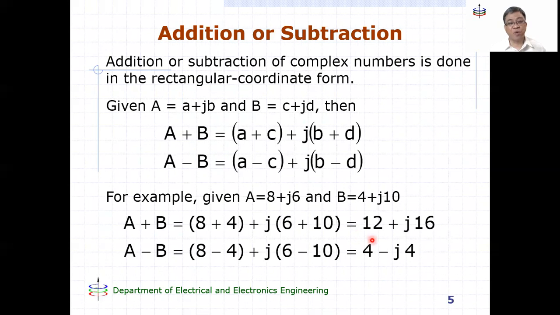Here's a quick example. Suppose capital A is 8 plus J6, capital B is 4 plus J10. A plus B is simply equal to the sum of 8 and 4, plus J times the sum of 6 and 10. We have 12 plus J16. Now we're going to subtract B from A. This should be the difference between the real components and the difference between the imaginary components, and we write them out this way: 4 minus J4. I hope that's easy enough. For addition and subtraction, collect the real components together, collect the imaginary components together.